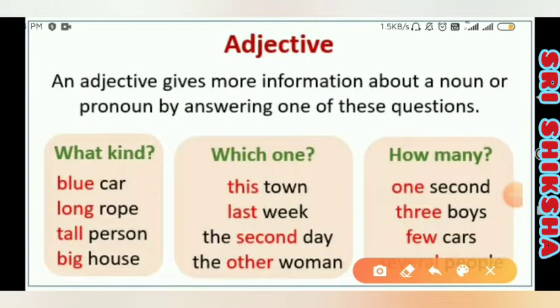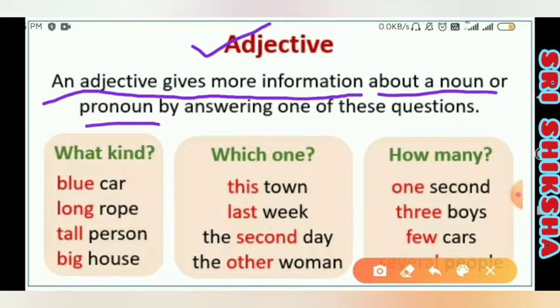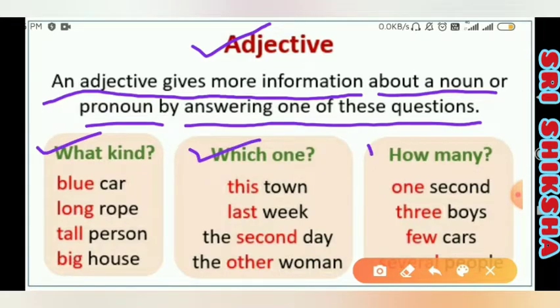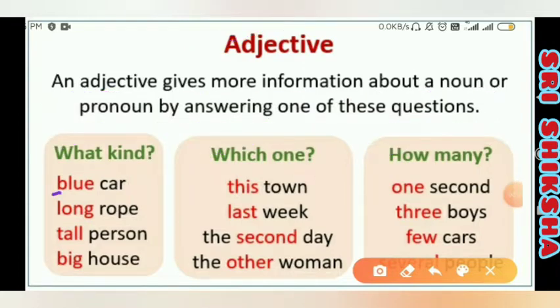First of all, let's see what an adjective is. An adjective gives more information about a noun or a pronoun in a sentence by answering one of these questions: what kind, which one, how many. Now, in the phrase "blue car," car is the noun. If I ask what kind of car, the answer is blue. So the word blue tells us about the kind of the car, which is the noun in this phrase. That's why the word blue works as an adjective.